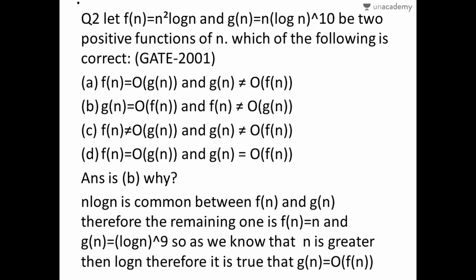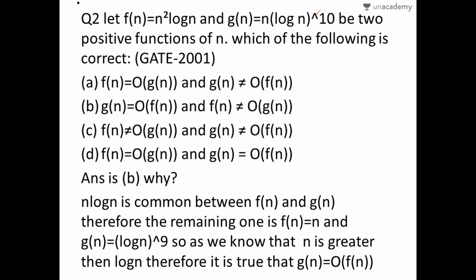So to do this question, let's take the common part out, and the remaining part will be f(n) equals n and g(n) equals (log n)^9. Why? Because the common part is nothing but n log n. So when we take it out, f(n) will remain only n, and g(n) will remain only log^9, since n and log are common. So that's why this came.